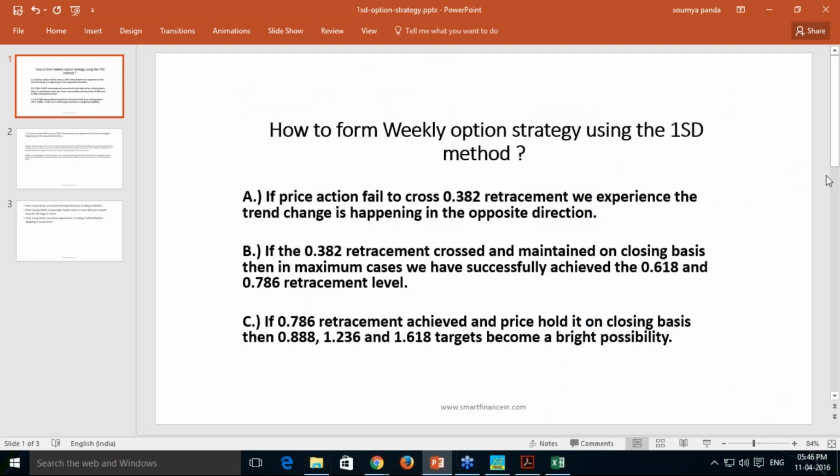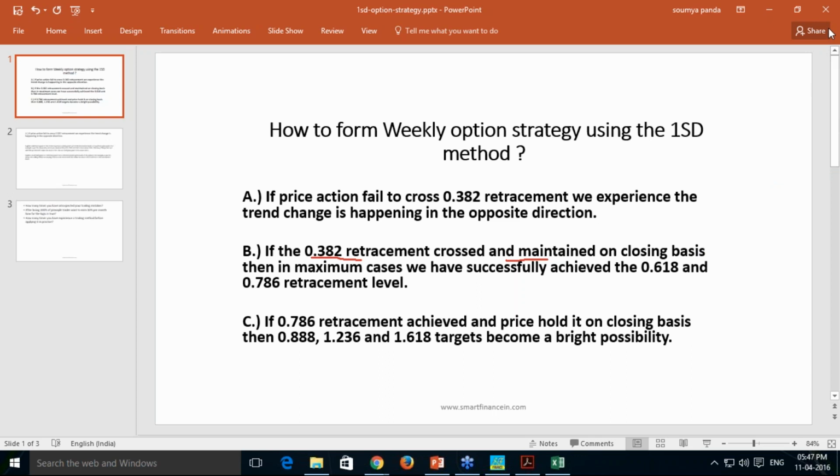Second, if this 0.382 retracement crossover happens and is maintained on a closing basis, then in most cases we can achieve the 0.618 and 0.786 retracements. This is also one of the possibilities. Once we have a trend breakout and maintain and close there, we have the chance to touch that death zone level, and before that we can also encounter 0.618. So this is a second scenario wherein I am saying that this is a trending market.